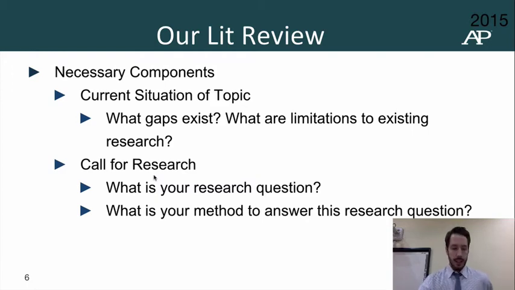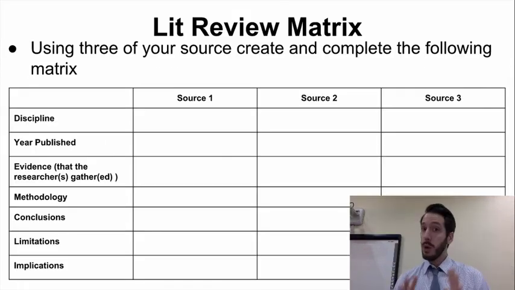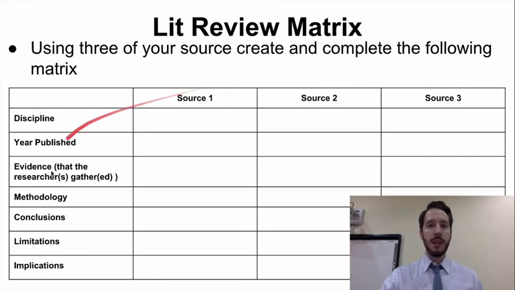Now, the question that you might have for me is, Mr. Muller, how do I get from annotated bibliographies to the lit review? Well, I wish I created this, but I didn't. Use something called a lit review matrix. Now, don't worry about creating this for 3 of your sources. This would be an example that I would give you in class. But this is what a lit review matrix looks like.